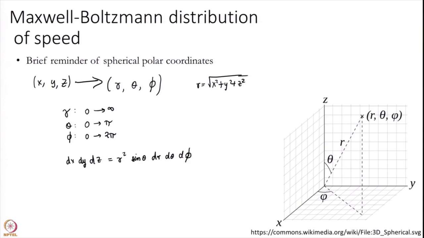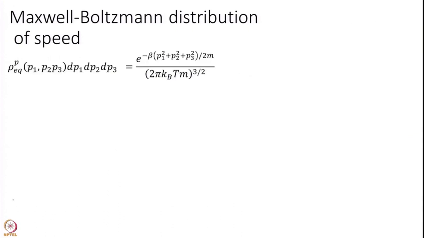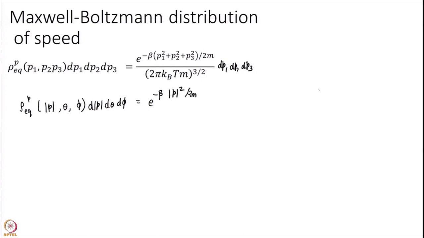Okay. So, now the rho equilibrium I had already written in the last slide. I have forgotten to write dp1, dp2, dp3. I want to find rho equilibrium of p, theta, phi, dp d theta d phi. That is my first challenge. Okay. So, you can see e to the power of minus beta, this you note is mod p square over 2m. Once more, mod p is nothing but root of p1 square plus p2 square plus p3 square, divided by 2 pi k B T m to the power of 3 half.